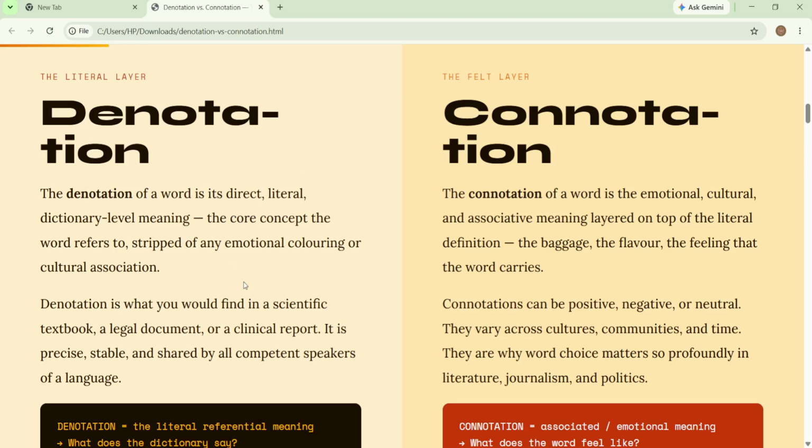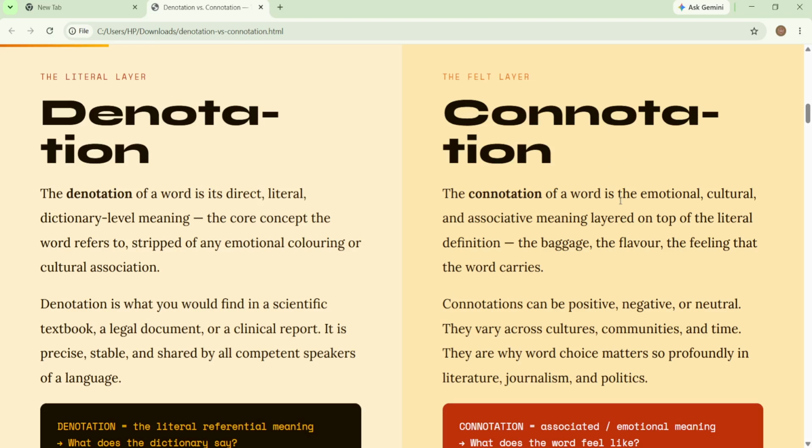The denotation of a word is its direct, literal, dictionary-level meaning. The core concept the word refers to, stripped of any emotional coloring or cultural association. Denotation is what you would find in a scientific textbook, a legal document, or a clinical report. It is precise, stable, and shared by all competent speakers of a language.